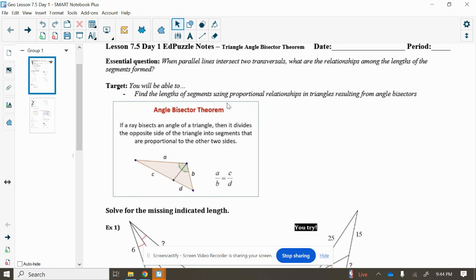Now, the angle bisector theorem in a triangle states that if a ray bisects a triangle, then it divides the opposite side of that triangle into segments that are proportional. So in this particular example, A is going to be proportional to B, the same way C is proportional to D. So you can set up a proportion and solve for those missing side lengths.